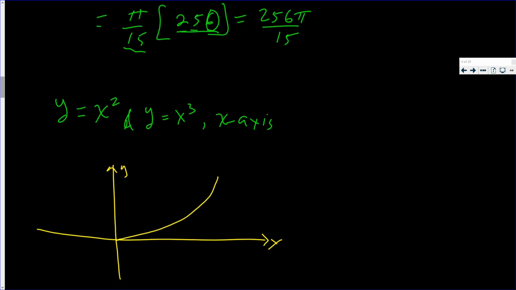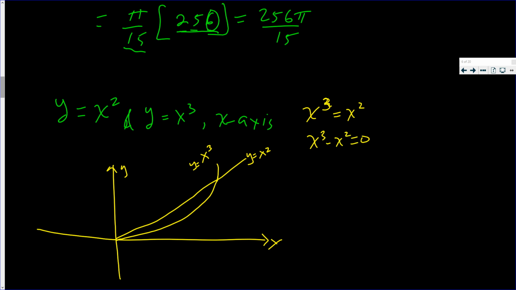If these two are equal, bring the x squared to the left side, get 0, factor out x squared, and then you have x minus 1. So either x squared is 0, that happens when x is 0, or x minus 1 is 0, that happens at 1. So the curves intersect at 0 and at 1. Okay. And we're going to rotate this about the x-axis.